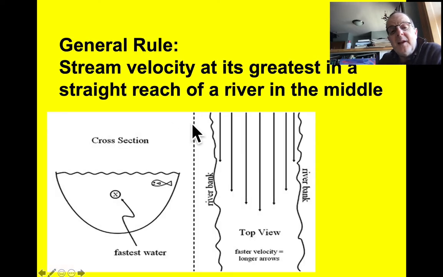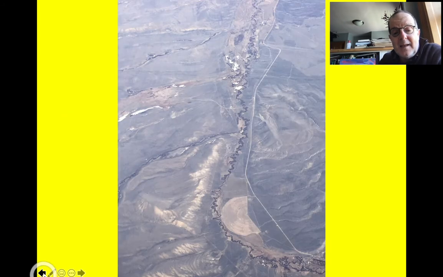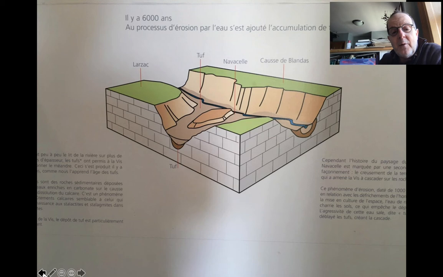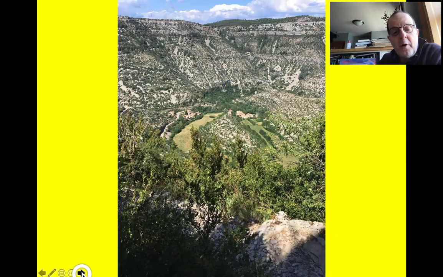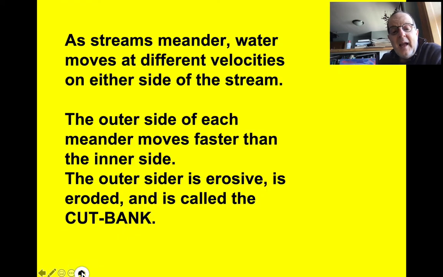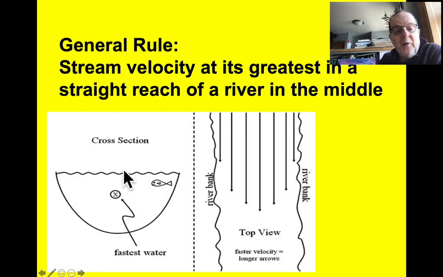General rule, stream velocity is at its greatest in the straight reach of a river in the middle. So where the stream is straight, like here, if this is a stream, the straight part is where the water goes the fastest, and it's in the middle. So if you fall out of your boat while fishing, this is where the stream is faster. So swim perpendicular to the flow and you'll get over to the riverbank. All right? The water is moving slowest on the sides.